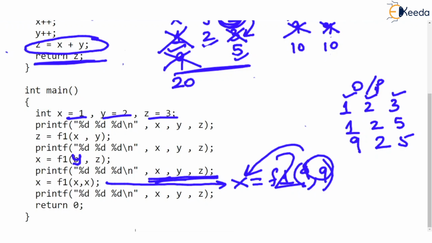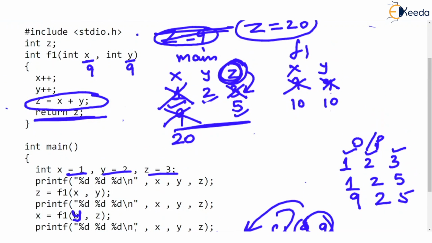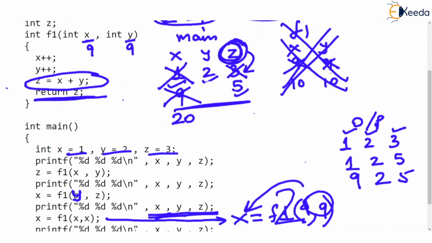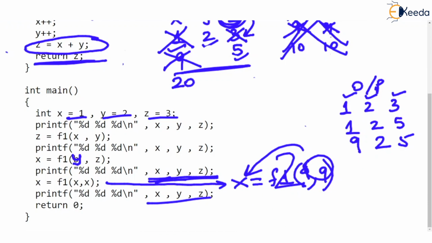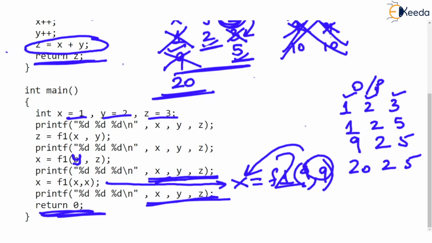Okay. And obviously f1 is over. This f1 function is finished. And now main is interested in printing the values of x, y, and z, where x is 20, y is 2, and z is 5. So the last output is going to be 20, 2, 5. And then that's the end of the program.